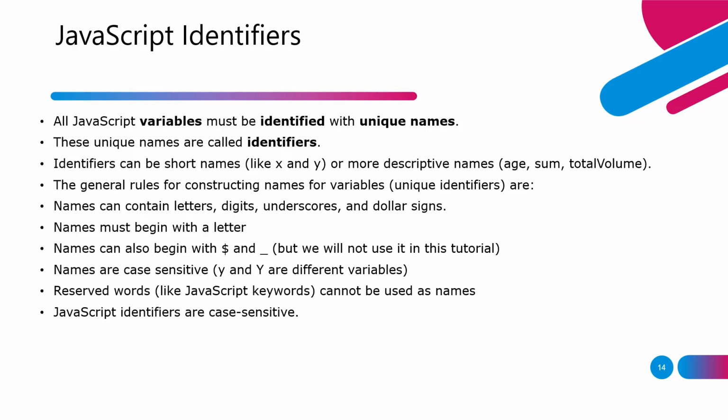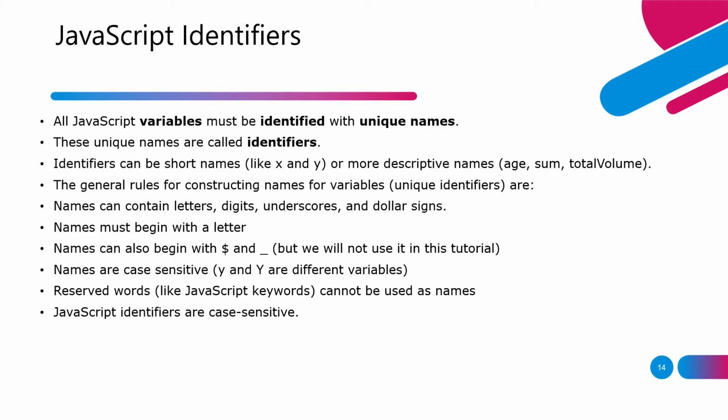Identifiers. All JavaScript variables must be identified with unique names. These unique names are called identifiers. Identifiers can be short names like x or y, or more descriptive names like age, sum, total, volume. The general rules for constructing names for variables are: names can contain letters, digits, underscores, and dollar signs.